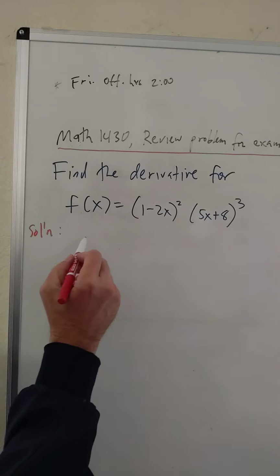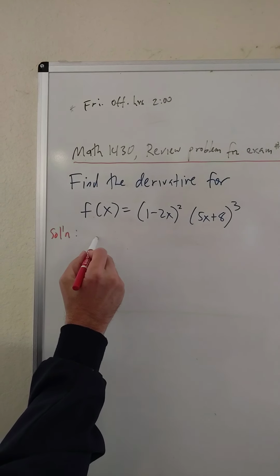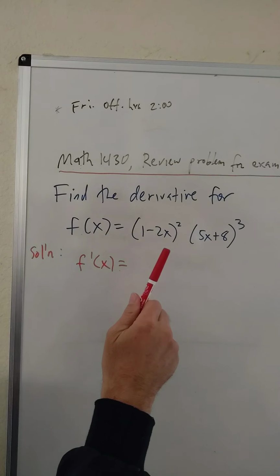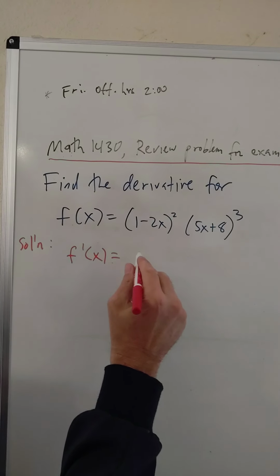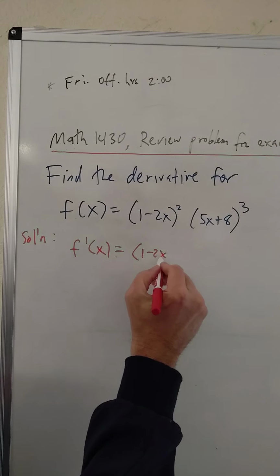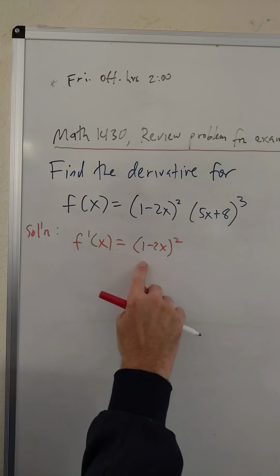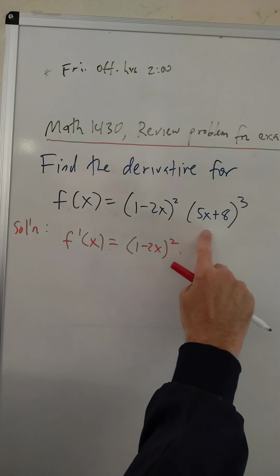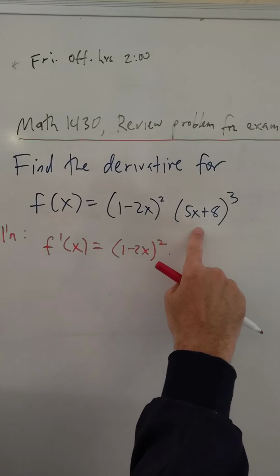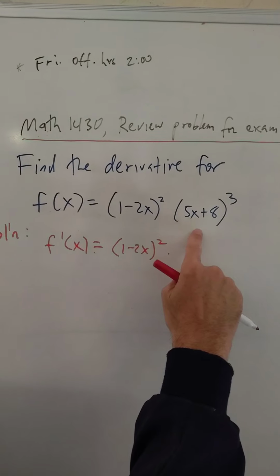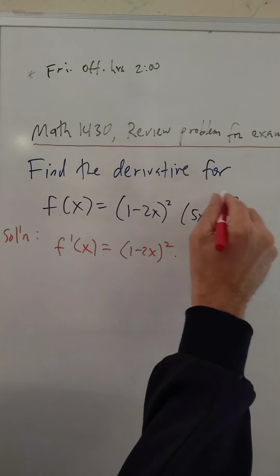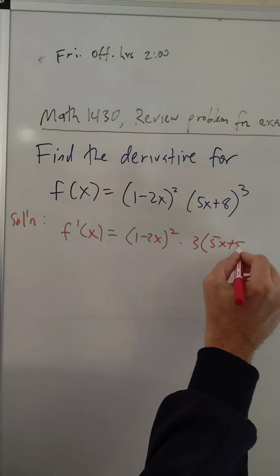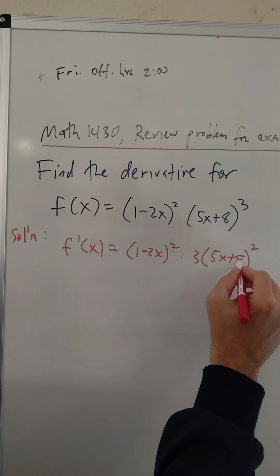So here we go. Since I'm ready to do the derivative, I'm going to write f prime of x is equal to, and now here's the way I do the product rule. The first, exactly as it appears, (1 minus 2x) squared, make sure you use parentheses, times the derivative of the second. So the derivative of this second factor, the chain rule comes into play. So here's how it goes. You bring down the 3, keep the (5x plus 8) exactly as it appears, decrease the exponent by 1.